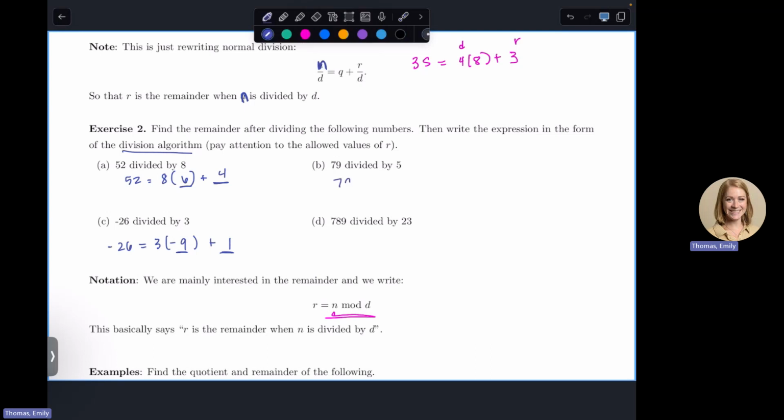79 divided by 5: 79 equals 5 times a thing plus a remainder. This remainder is going to be between 0 and 5, not equal to, less than 5. 5 times 15 is 75, so we need 4 more.